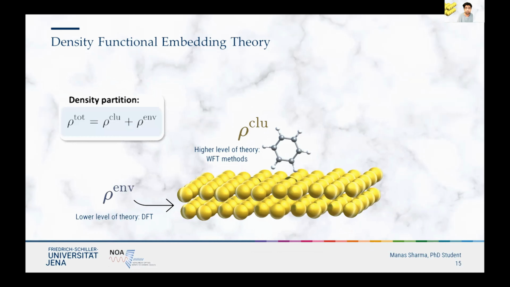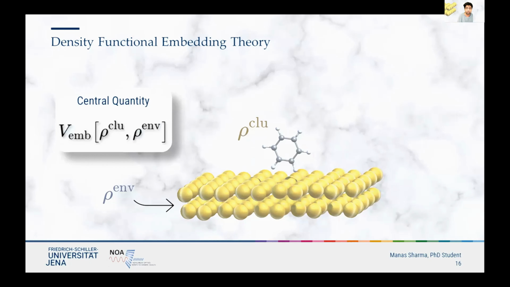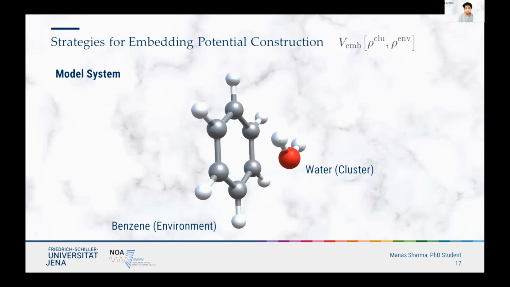So basically, we can partition the density of the total system into a cluster and an environment density, where the influence of the environment can be taken into consideration using an embedding potential, which is a function of both the cluster and environment density. I have implemented various strategies to construct this embedding potential, and to understand them, let us consider this model system. Here the benzene molecule would be our environment, while the water molecule would be our cluster or the region of interest.